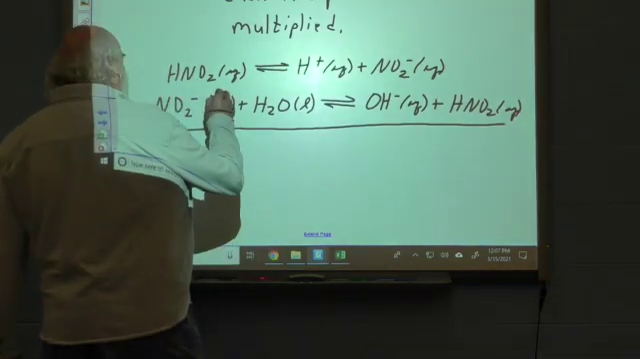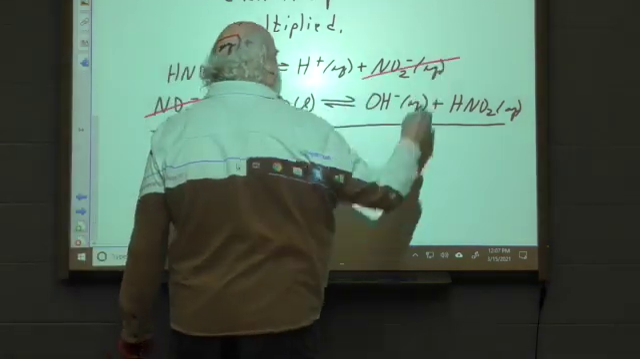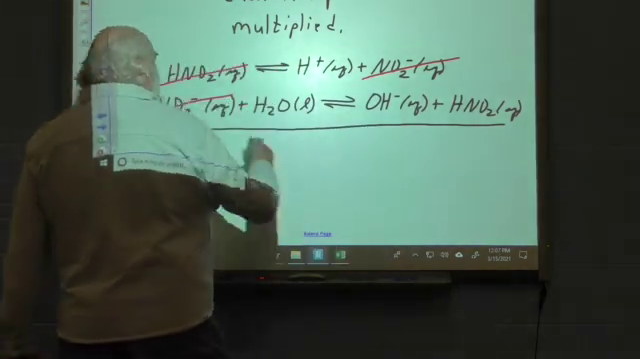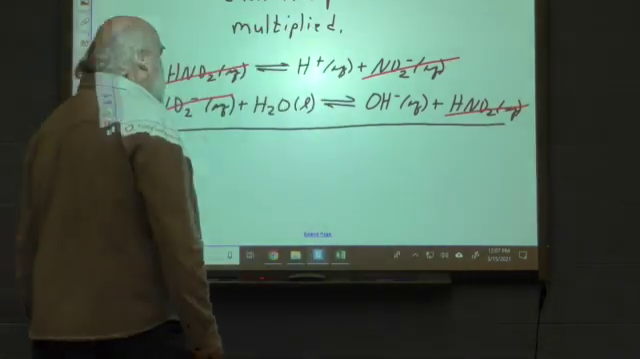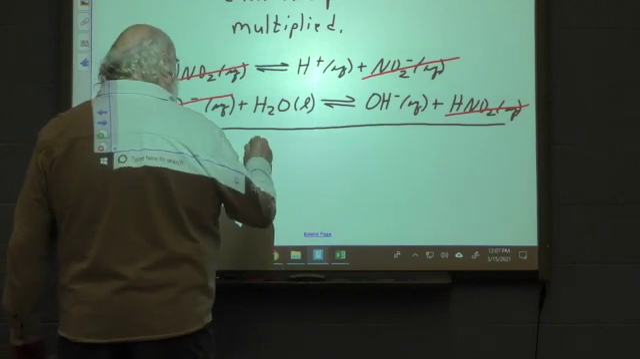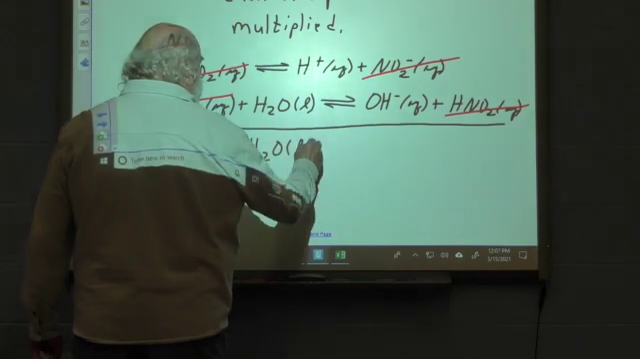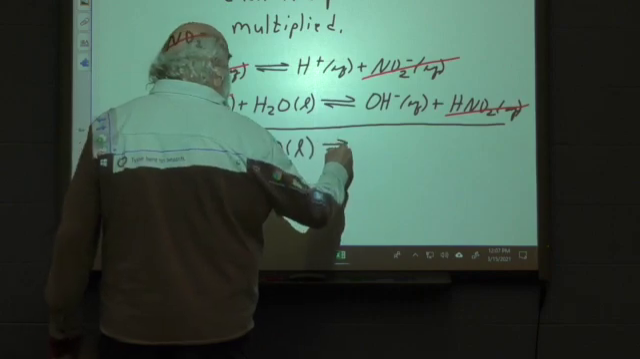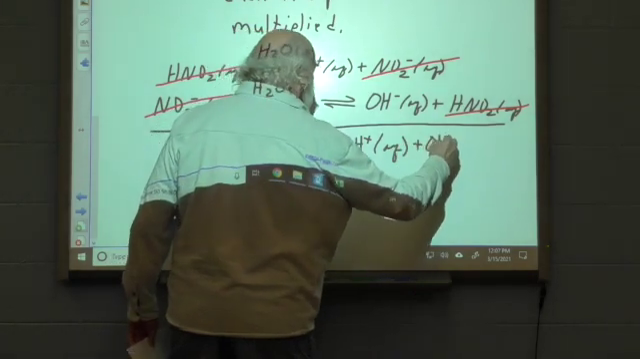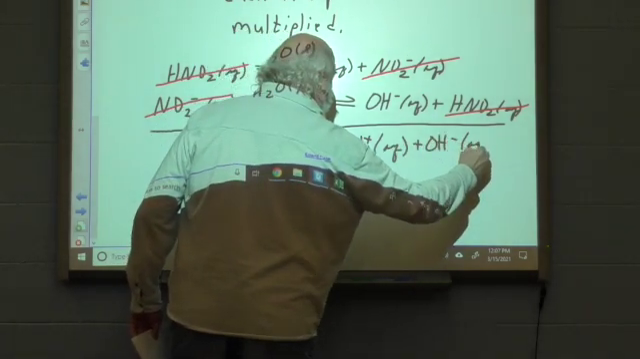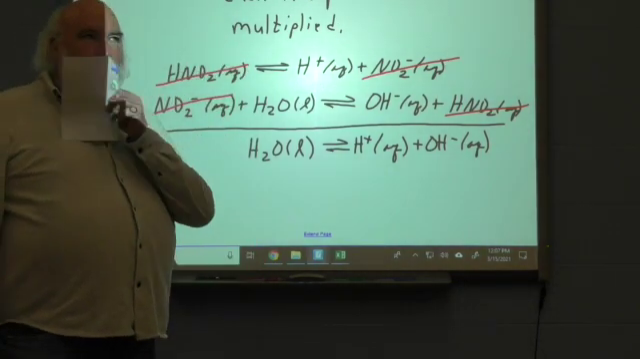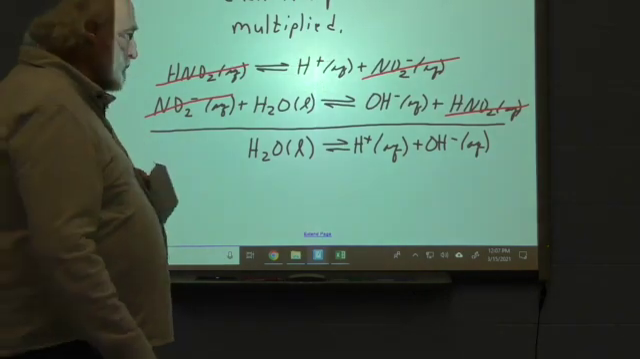We have NO2 negative on the left and NO2 negative on the right. We have HNO2 on the left and HNO2 on the right. There's nothing else in common. And so this gives us H2O liquid, double arrow, H positive aqueous, plus OH negative aqueous. This looks suspiciously familiar. I wonder what's going to happen.